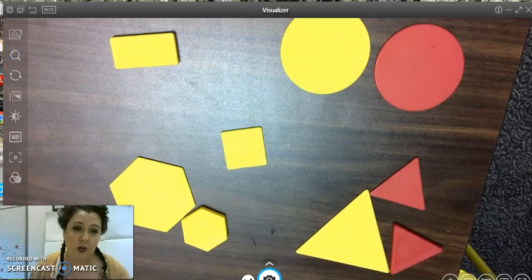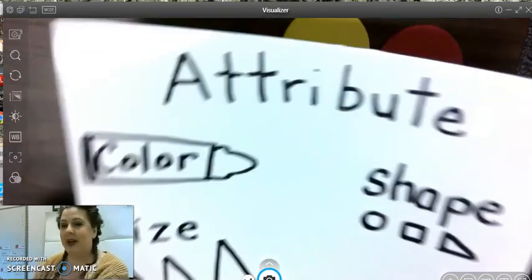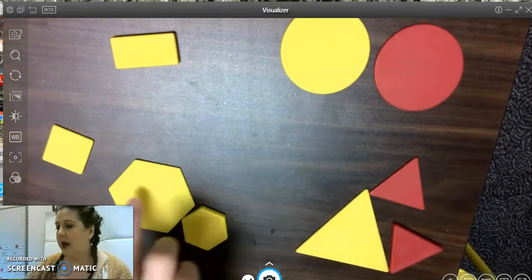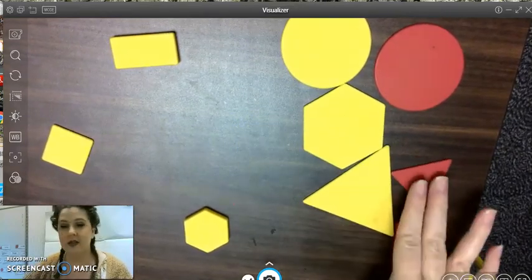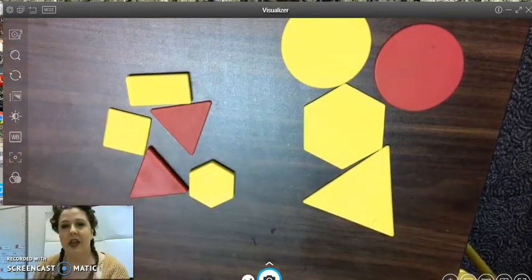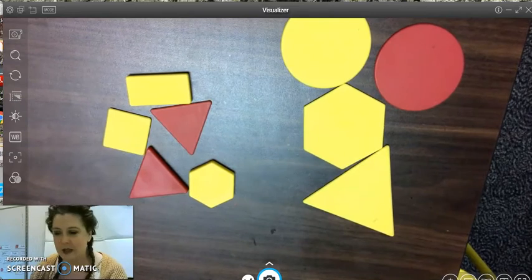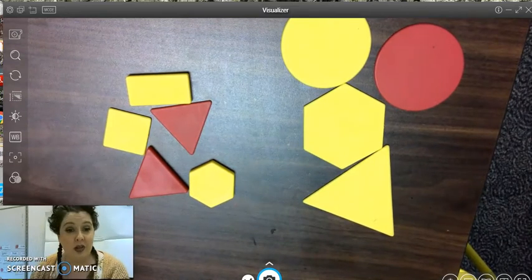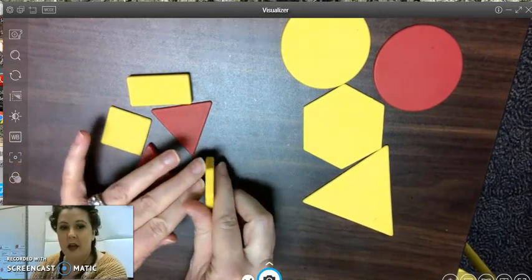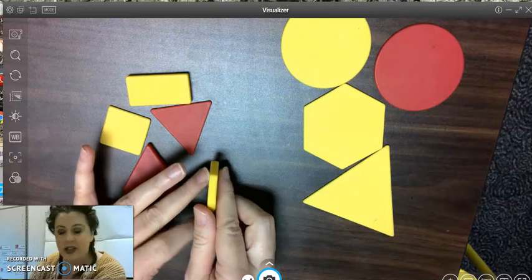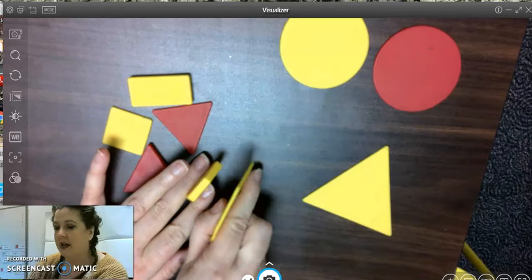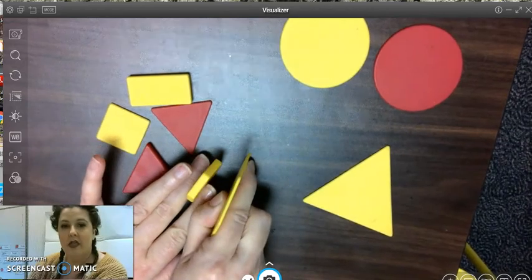Finally, I could also sort these same blocks by their size. I could say these are my large blocks and these are my medium-sized blocks. I don't really have any super tiny ones in my sets. Okay? Another thing you can think about as size is if you turn my blocks to the side, you'll notice how fat or skinny they are. We call that thickness. So I have some that are thick and some that are thin.